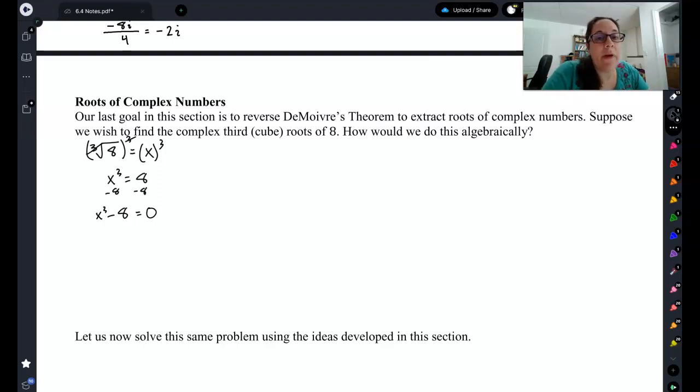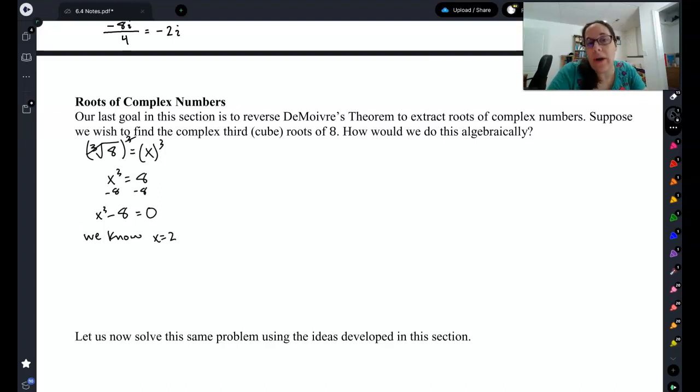Now, if you remember from the fundamental theorem of algebra in 1050, we talked about a polynomial should have as many roots or zeros as the degree of the polynomial. This is a degree 3. Degree is the biggest exponent, x cubed. So because it's degree 3, I should have 3 roots. Now, like we mentioned before, we know that x equals 2 is one of those roots.